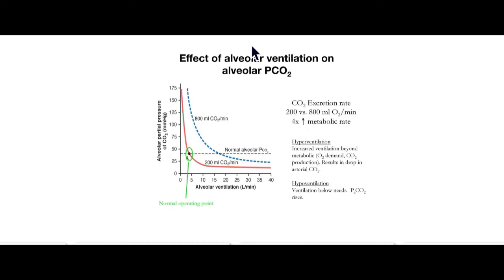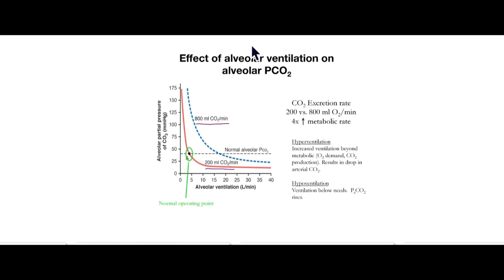It's the same basic effect that you see with CO2, except it's inversely related. Normal operating point is going to put you down around 40, and these two are going to look at different levels of production, okay, the excretion rate. Solid's going to be at rest. Your dashed blue line is going to be when you are actually producing a lot more.